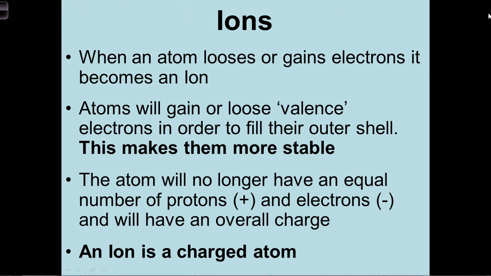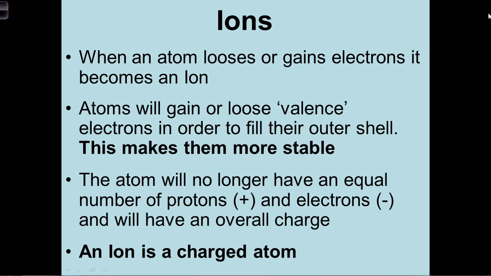Okay, in this tutorial I'm going to introduce the idea of ions. So what is an ion? Well, we've looked at electron configurations and looked at the idea that the electrons in an atom are arranged into these shells. And we've probably even mentioned the idea that atoms will often try to gain a full outer shell. And that's got to do with stability. An atom is more stable if it has a full outer shell.